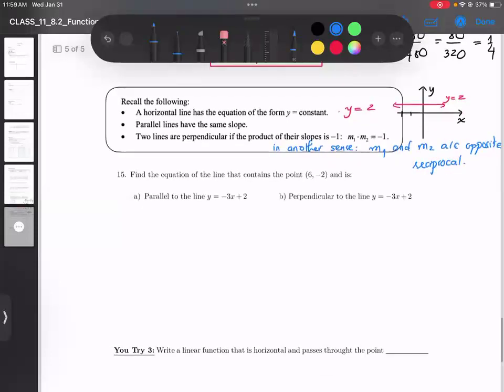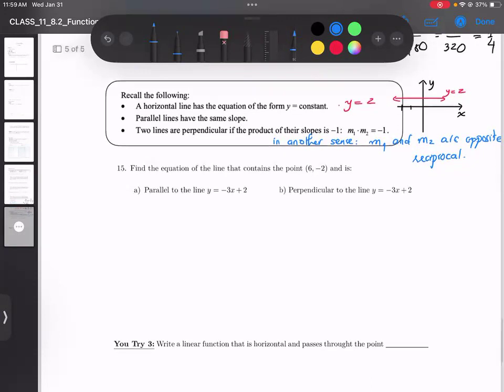For example, find the equation of a line that contains the point (6, -2) and is parallel to the line y equal -3x plus 2. So the equation that I'm looking for has a graph parallel to the line y equal -3x plus 2. That means it has the slope of -3, because they are parallel. They have the same slope.